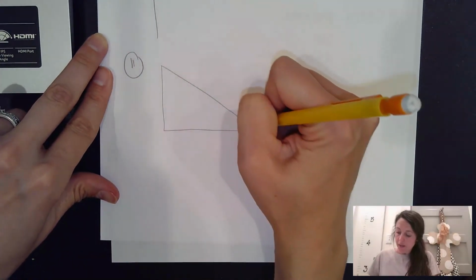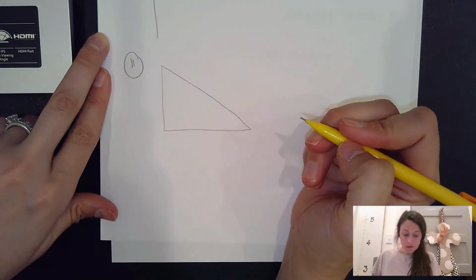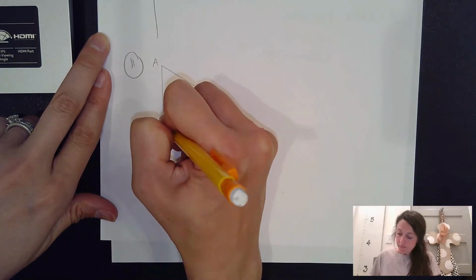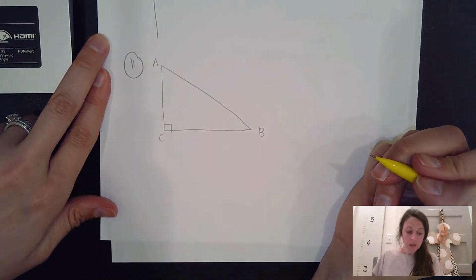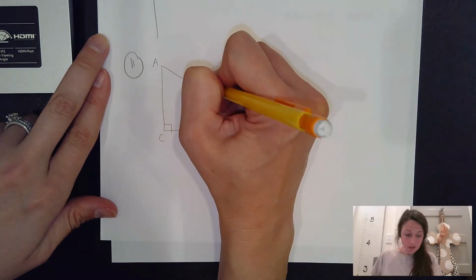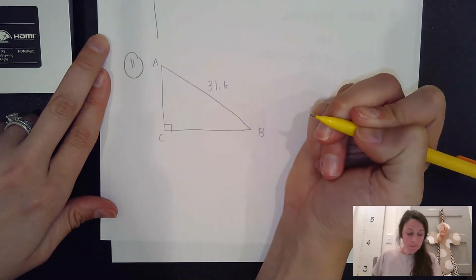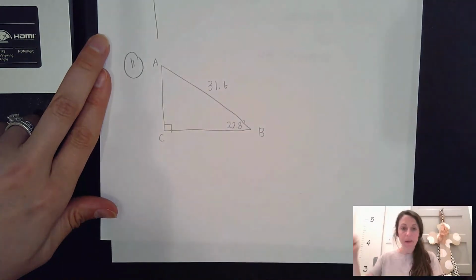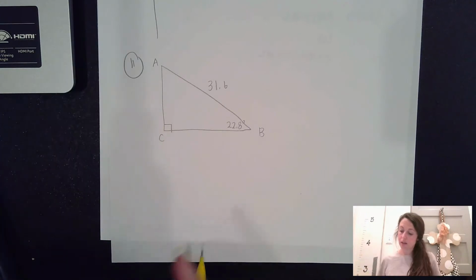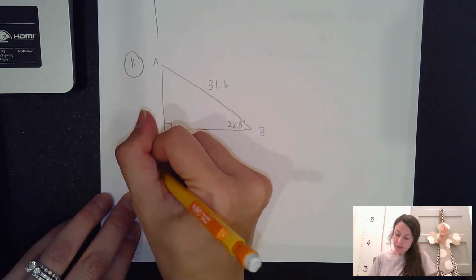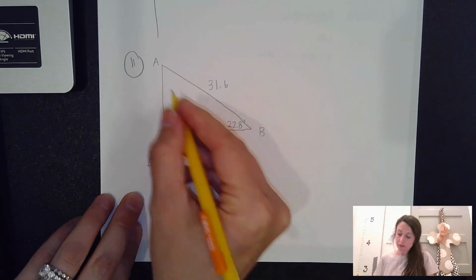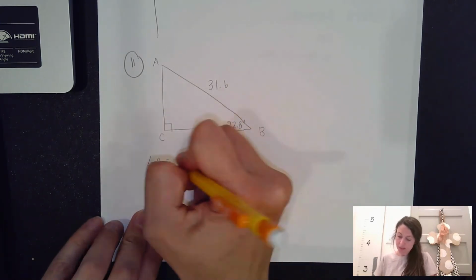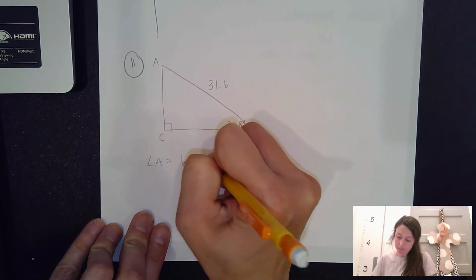So if we had a right triangle, and let's just call this A, B, C. So this is our right triangle ABC. And we know that side C is going to be 31.6, and angle B is going to be 22.8 degrees. Find the remaining sides and angle. So we could find angle A by just subtracting, right? So 90 minus 22.8, so that's going to be 67.2 degrees.